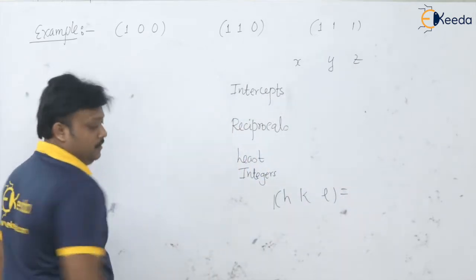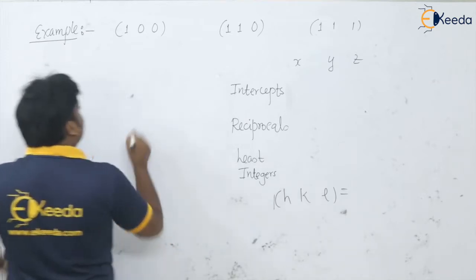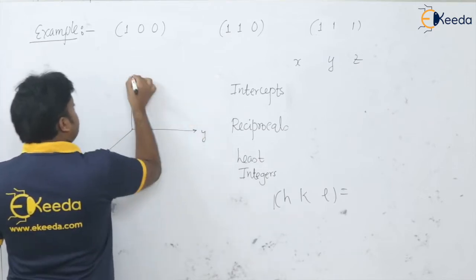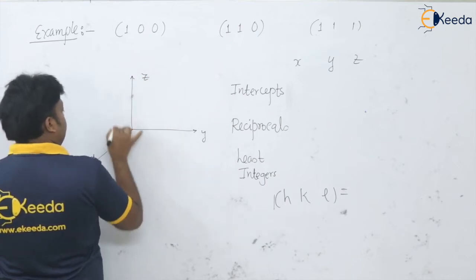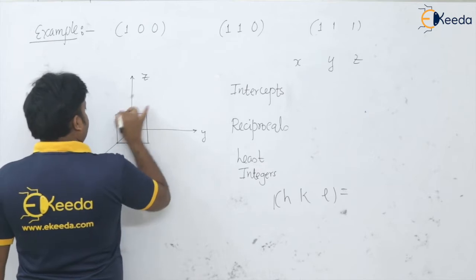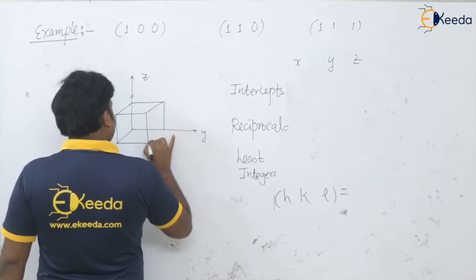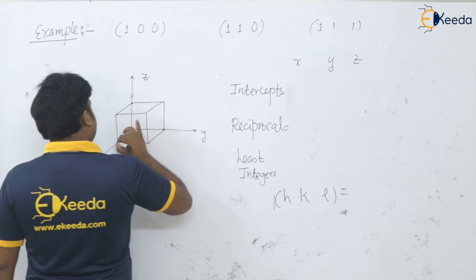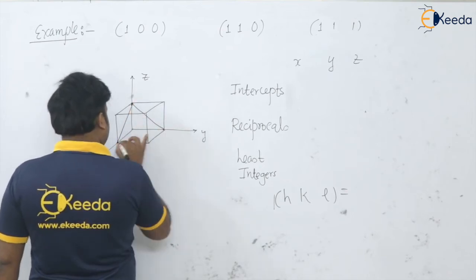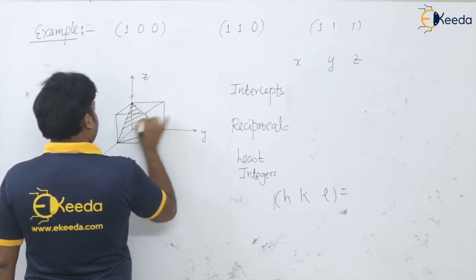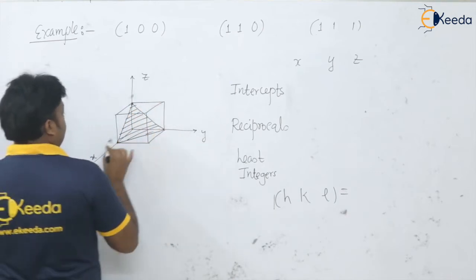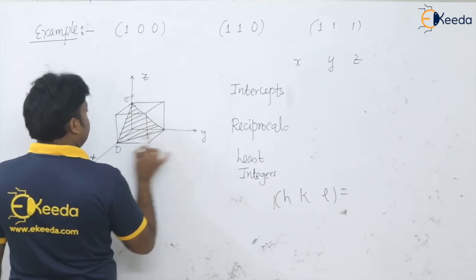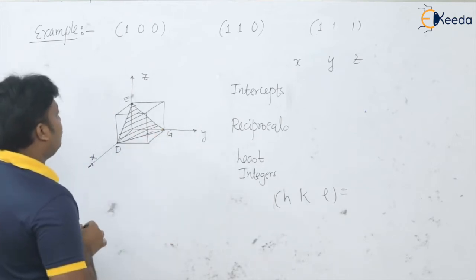What is the name of the plane? Plane ADG, isn't it? Plane 111, which plane is it? This is x, y, z and this is 1, x1, y1, z1, you are getting this plane here. Which one is it? E, D, G. Plane EDG is our plane 1, 1, 1.